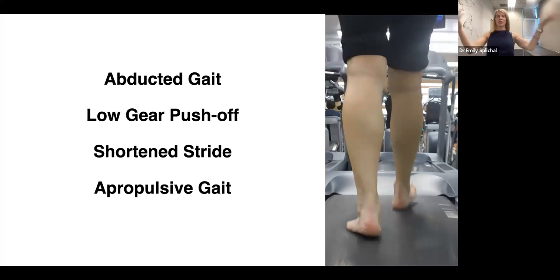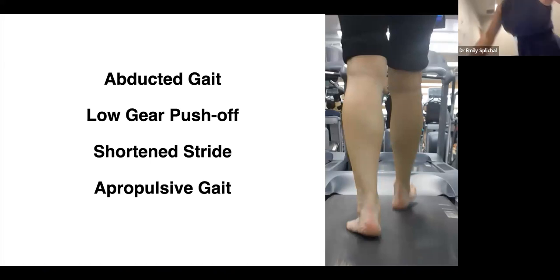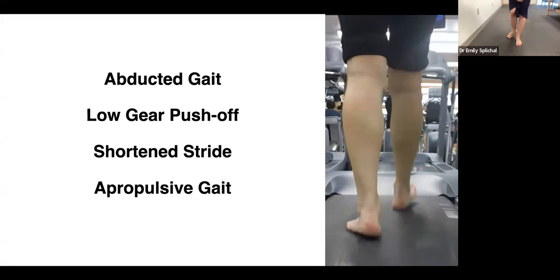Those compensations are going to be here. You're going to turn your foot out. So this is another reason for turning your foot out, right? Here, I'll show you again. So if you cannot get through a joint, you're going to go around a joint. So they're going to turn their foot out. This happens to also be referred to as a low gear push off. High gear, low gear.